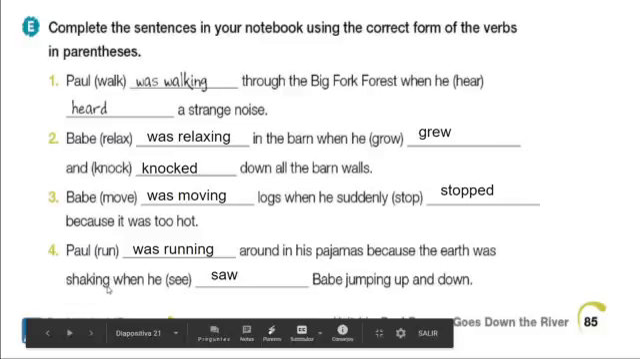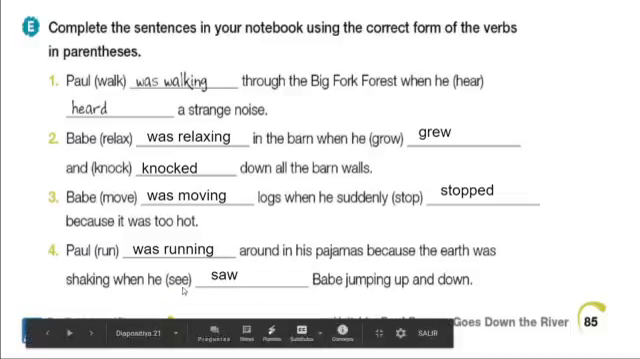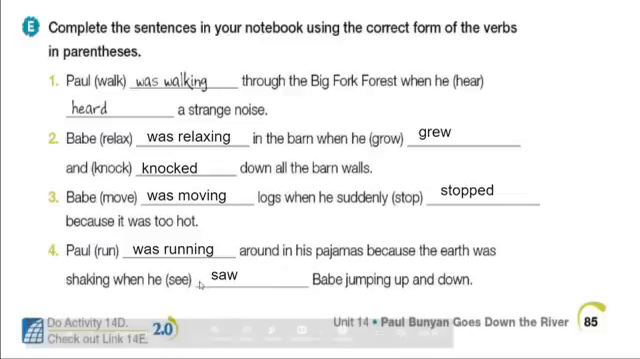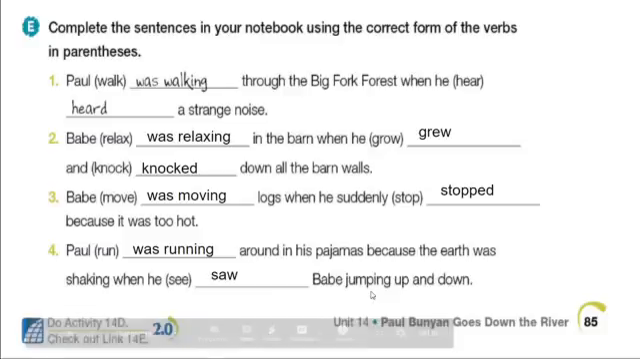Shaking, moviendo. When, cuando ocupamos el linking word when, la siguiente oración tiene que estar en simple past. See, in parentheses. What is the past of the verb see? Saw. Very good. Babe jumping up and down. ¿Recuerda por qué pensaba que se estaba moviendo la tierra? Because Babe was jumping. Very good. Okay, my dear student, do you finish this activity?